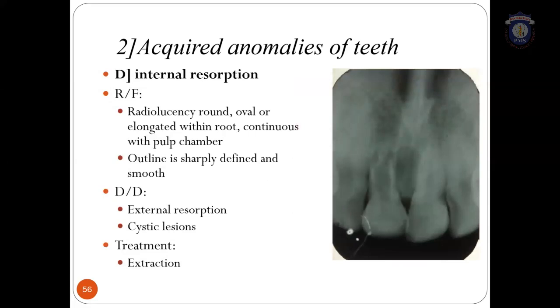Radiographically, you will see that there is radiolucency. It can be round or oval, elongated within the roots. It will be continuous with the pulp chamber. You need to differentiate it from external resorption or other cystic lesions.